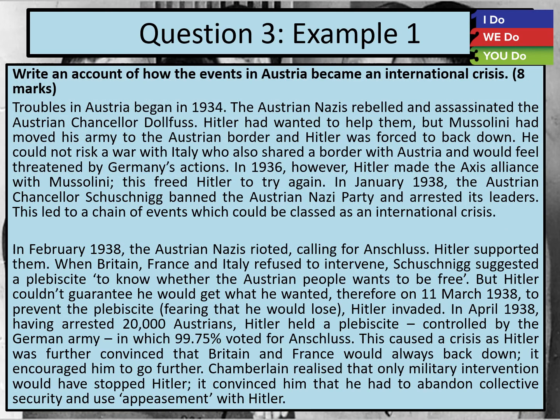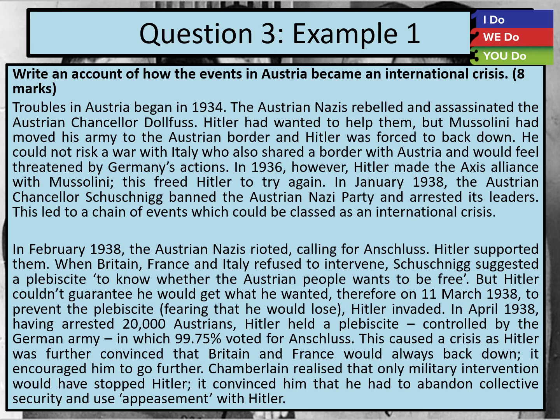So let's have a look at the model answer that I've produced here. What I want you to notice is that most of the answer is me talking through what happened, but also making sure that I am relating it to international crisis as well, and showing how it caused a crisis.